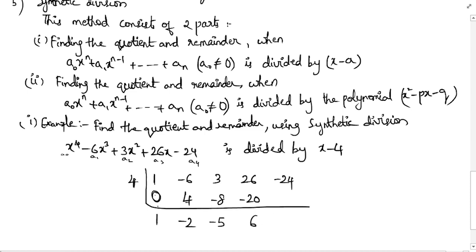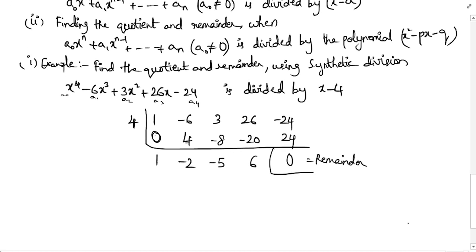We are always going to add these terms. Then 4 into 2 is 8, and minus 24 plus 8 comes to 0. So that means 0 is the remainder. Whatever we get here in the last position, that will be our remainder.